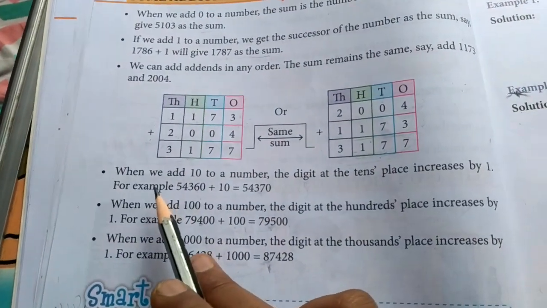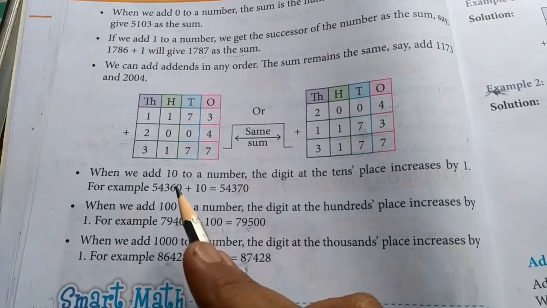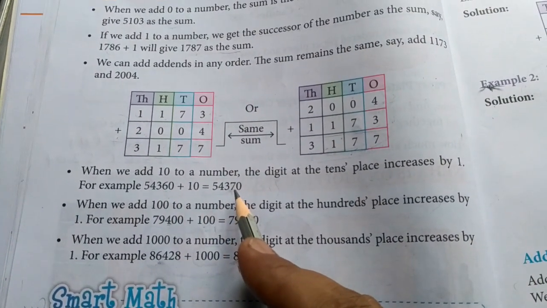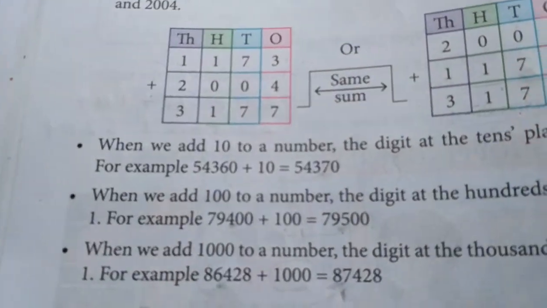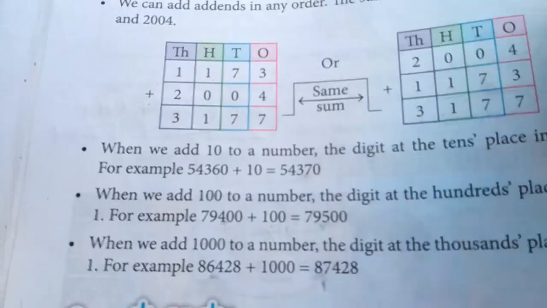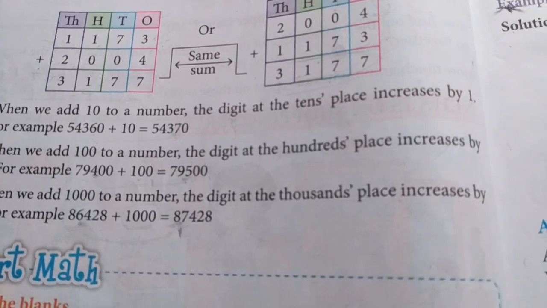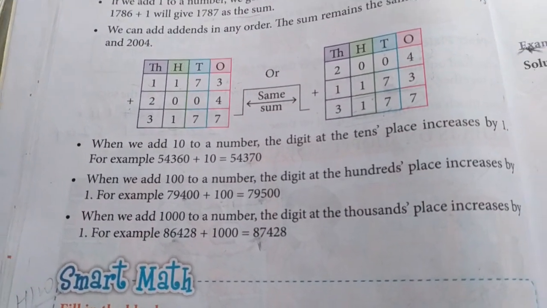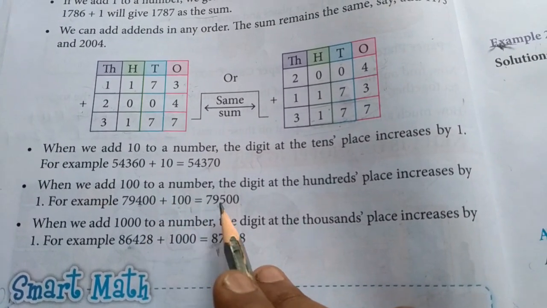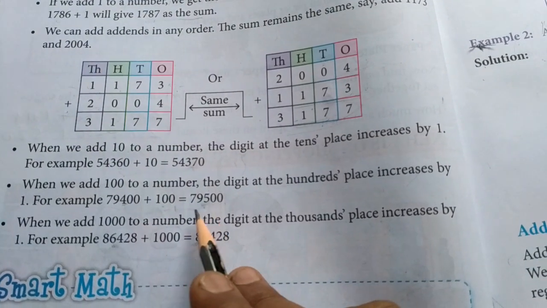When we add 10 to a number, the digit at the tens place increases by 1. For example, 54,360 plus 10. You can see which is the digit at the tens place, 6. So it will increase by 1. It has become 7. Similarly, when we add 100 to a number, the digit at the hundreds place increases by 1. For example, as you can see, 79,400 plus 100 will give 79,500. The digit at the hundreds place increases by 1.